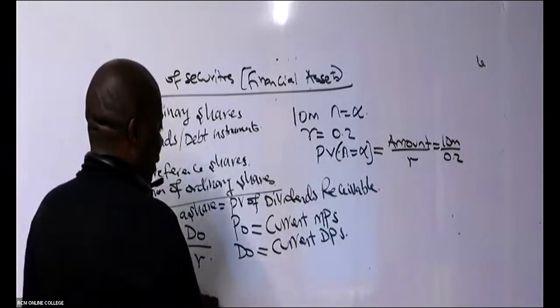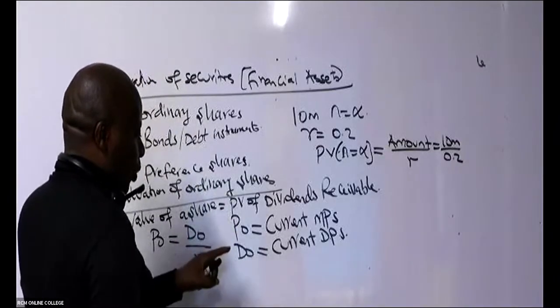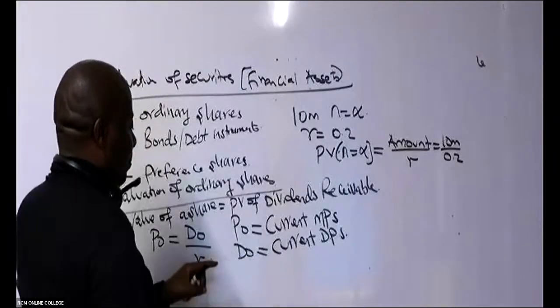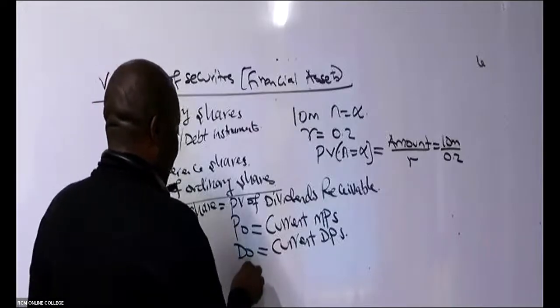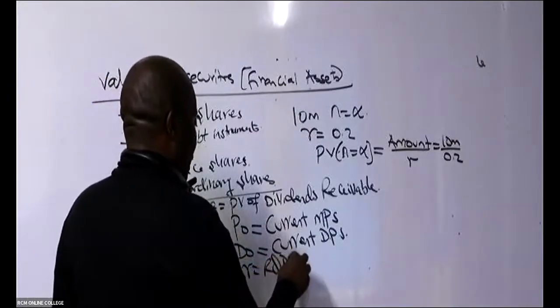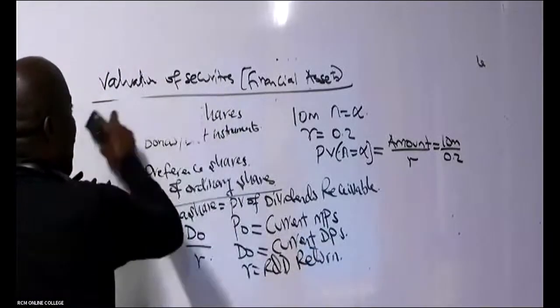So then we have P0 stands for current market price per share, and D0 is the current dividend per share. And then R is the required return.